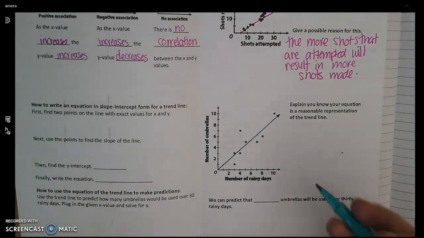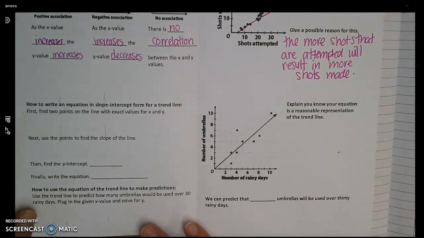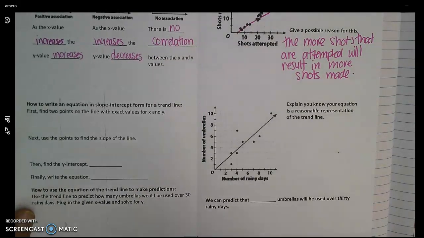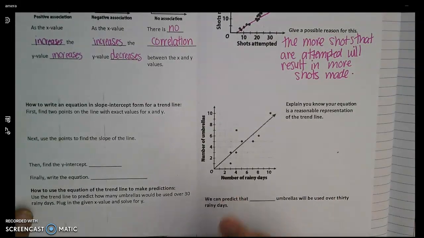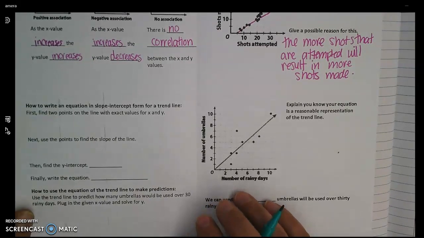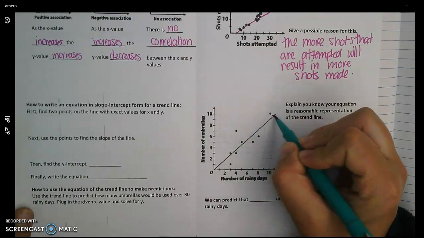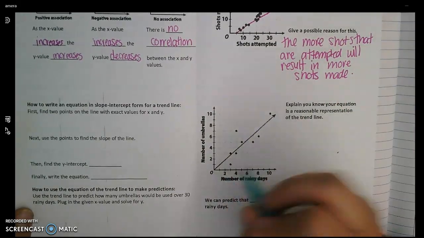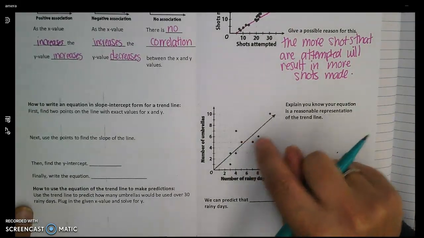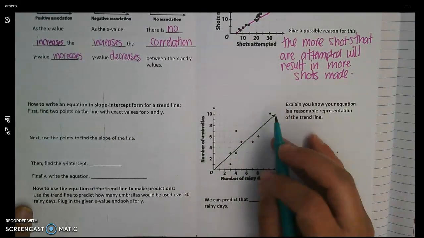And the way that we can do that is by doing what we've done before with slope-intercept form equations. The first thing that you're going to do is you're going to find within a set of data 2 points on the line with exact values for X and Y. So if I'm looking at the line that was drawn through all of these different ordered pairs, I'm going to find a part of the line that goes through 2 exact coordinates. Now, I'm not looking for data points that it goes through. I'm looking for a point, a part of the line where it goes through that coordinate.